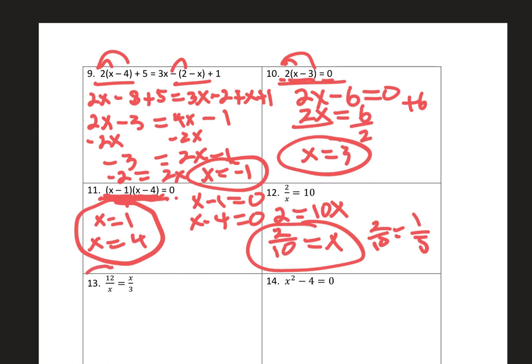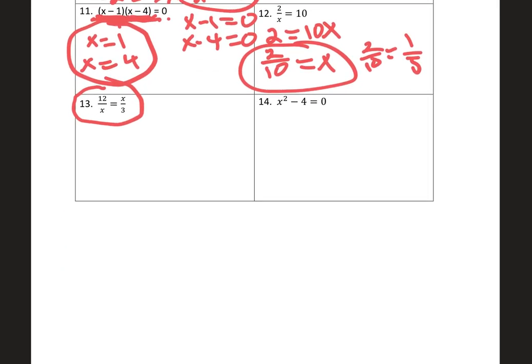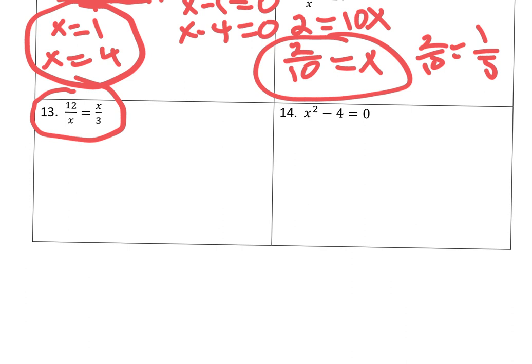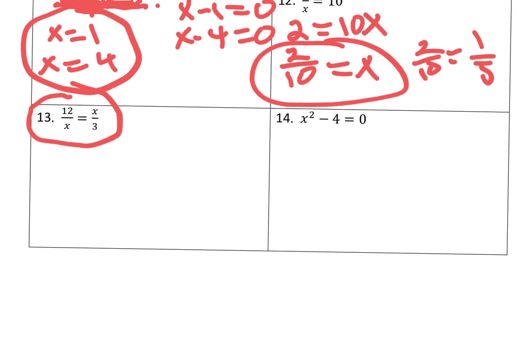Okay, now this one is a case where what we want to do is this cross multiplication. And the idea there is that when we have two fractions that are equal to each other, as is the case here, the denominator of one times the numerator of the other, or x times x, is equal to the other numerator, 12, times the other denominator of 3. So that gives us that x squared is equal to 36.